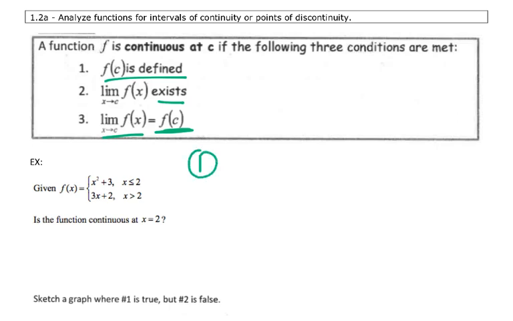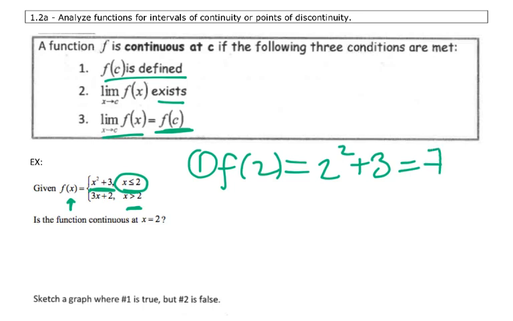So first, does f of 2 exist? Is it defined? If I plug 2 into this function, I need to look at my conditions over here. I would use this condition because x is less than or equal to 2. So I'm going to plug 2 into x squared plus 3. This becomes 2 squared plus 3, which is 7. Okay, so f of 2 exists.